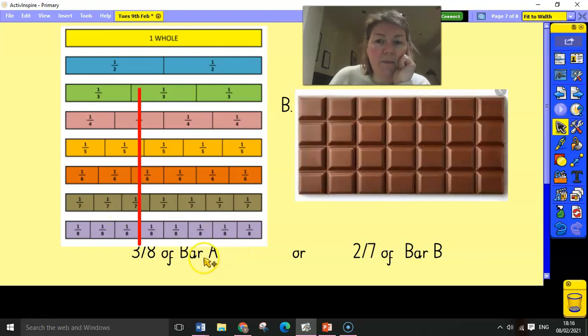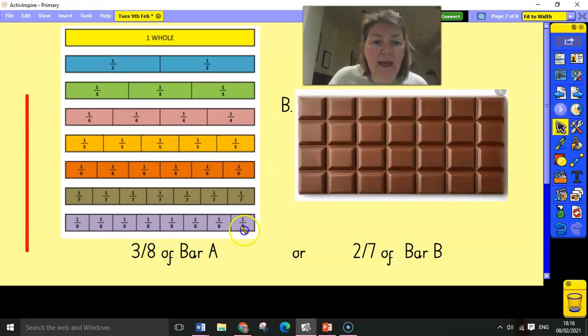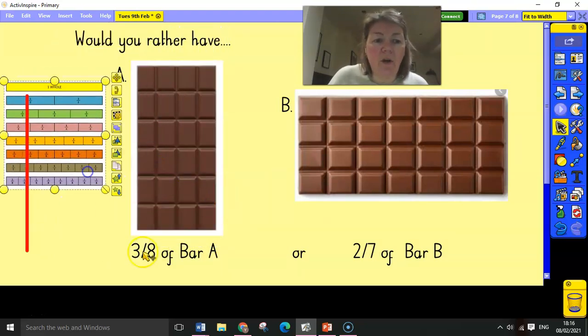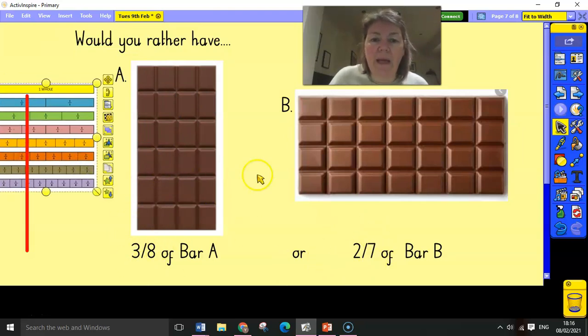So do I go for this bar or do I have to think about something else? Okay, so I know that 3/8 is a larger fraction than 2/7, but I'm wondering about the actual size of my chocolate bar. So pause the video here, this is your last activity for today, and you will find out the answer by looking at me working on a whiteboard. I will do the solution with you. So have a good go at this and then watch the whiteboard activity.